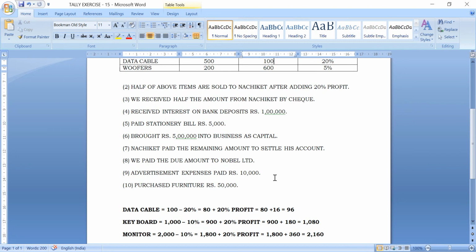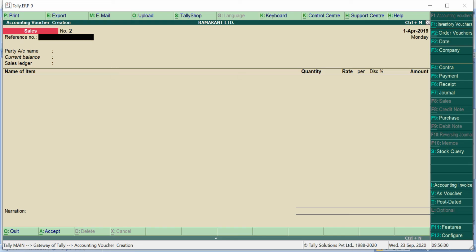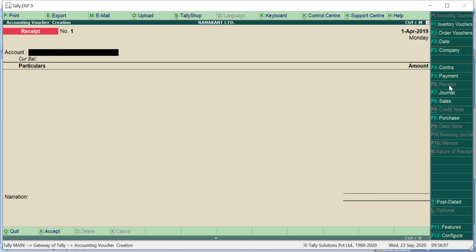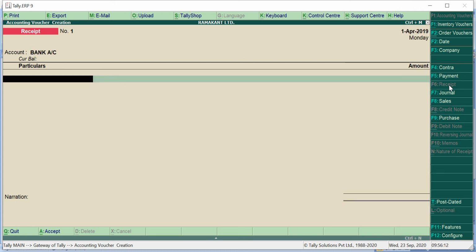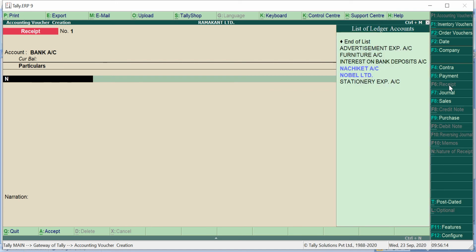Now let us come to the third transaction. The remaining transactions are very much easy. For example, the third one: we received half the amount from Nachiket by check. We are receiving the amount, so select the voucher receipt by check. We will record this in the bank account. Who is paying? Nachiket.